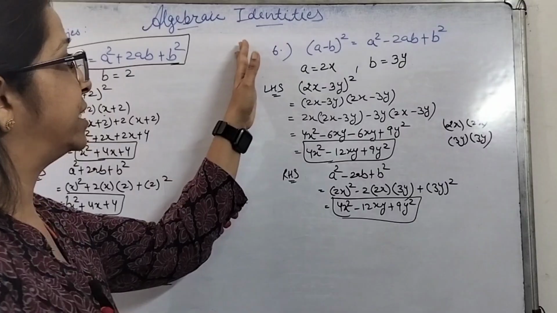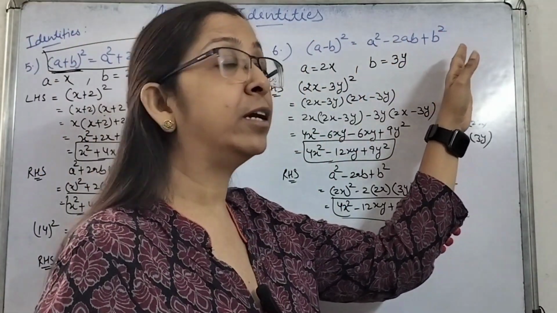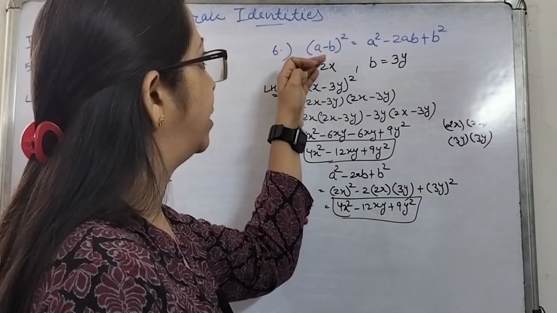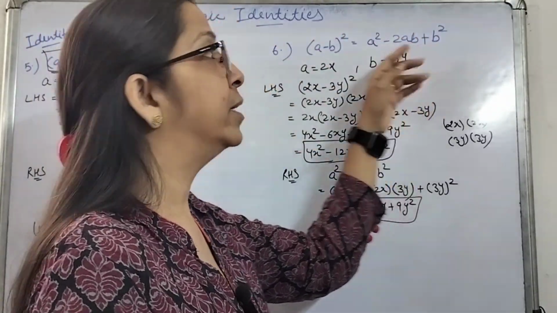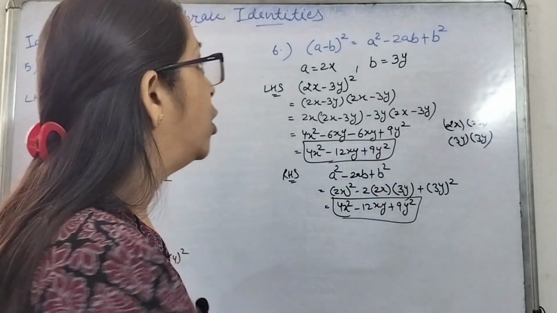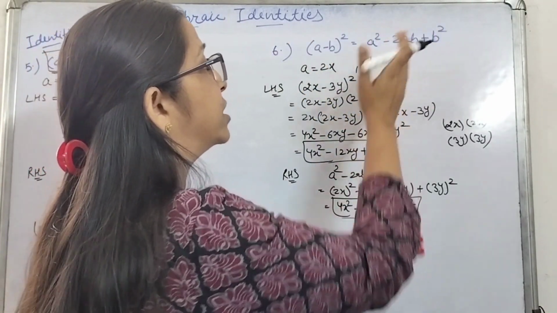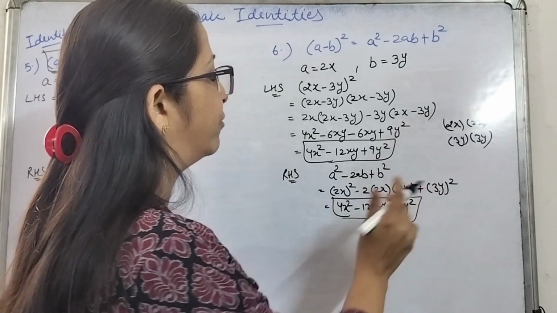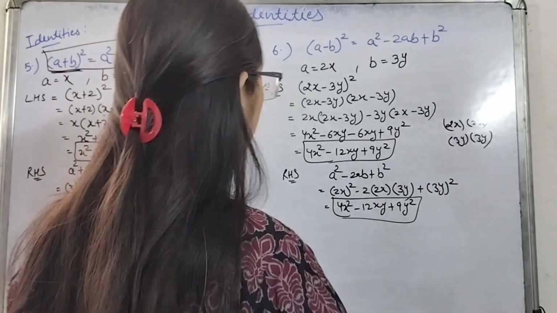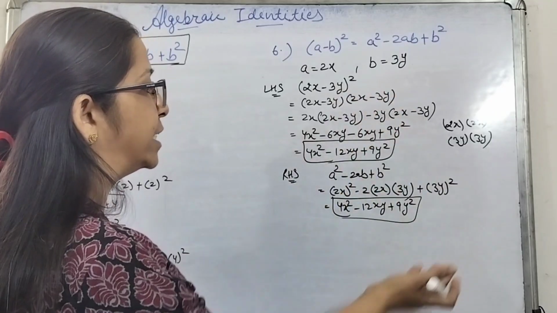That means identities are the statements which are true whatever the values of the variables we keep. For every value of the variables, your statement is true. That means your LHS part is always equivalent to your RHS part. Or we can say we need not multiply it, directly we can use these identities and find the answer. Now instead of multiplying, if I am directly using the identity, how can we solve it?